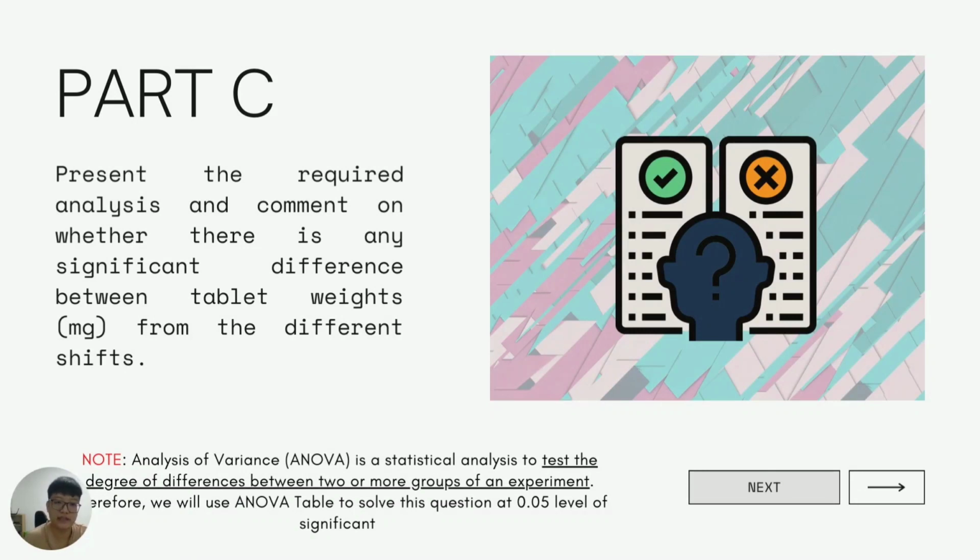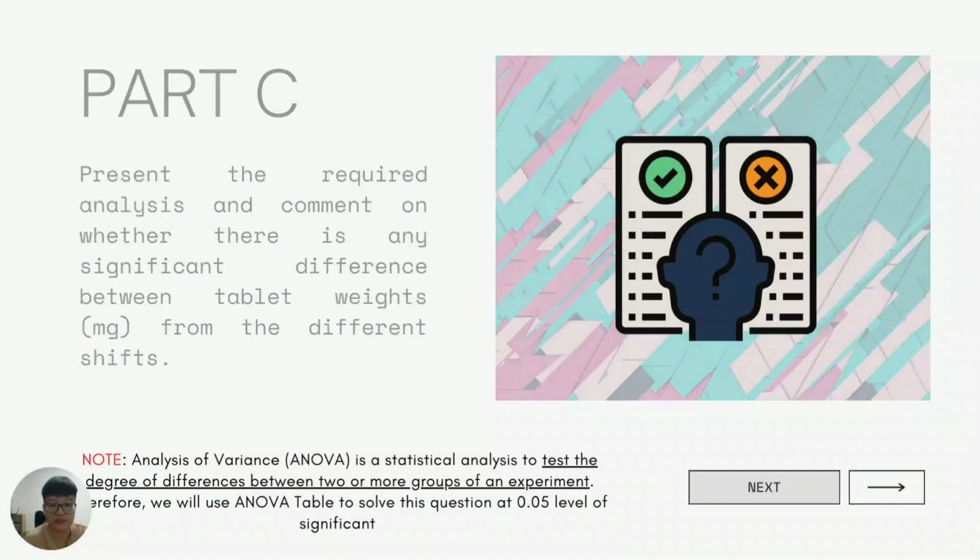It is to present the required analysis and comment on whether there is any significant difference between tablet weights from the different shifts. For this question, we need to do the analysis of variance, ANOVA. ANOVA is also a statistical analysis to test the degree of difference between two or more groups of an experiment. So we use the 0.05 level of significance for this question.